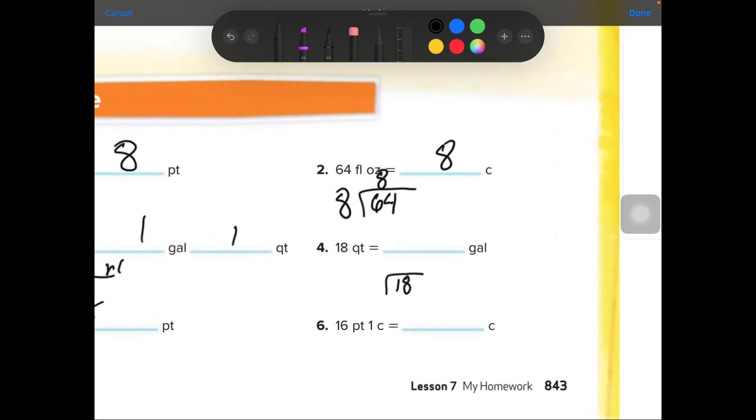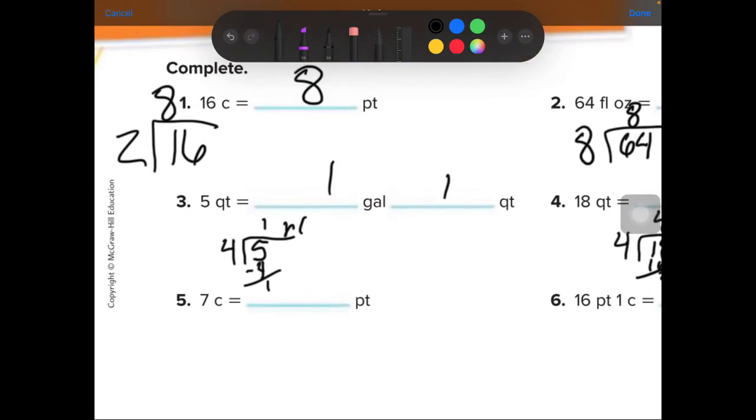Okay, 18 quarts. I know that 4 of them make a gallon, so I need to see how many gallons are hiding in there. 4 will go into 18 about 4 times, and then it will make 16. And then there'll be 2 left over. So I'm going to have 4 gallons, and I'm going to have 2 quarts left over. But what do I do? Yeah, there's 4 quarts to equal a gallon. So there's 2 out of 4, which would simplify down to 1/2. So 4 and 1/2, or you could write 4.5 as well.